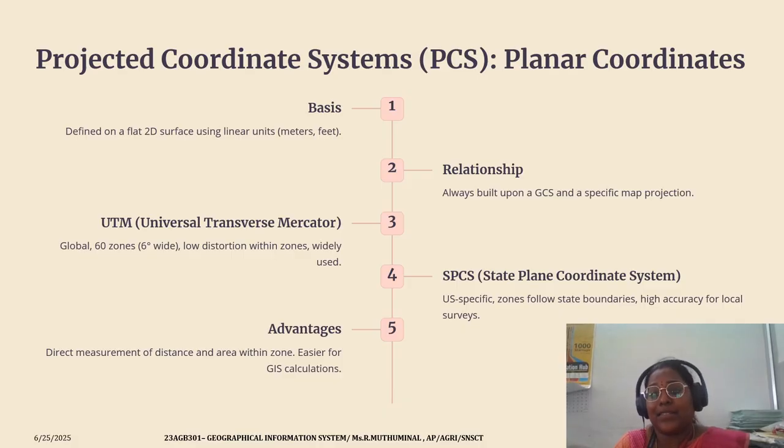The next coordinate system available is the projected coordinate system, which is suitable for planar coordinates. In the previous one, it considers degrees, that is latitude and longitude, but here we have to consider that the surface is flat, that is, it is linearly available in units, meters or feet, on a 2D surface. The US specific zones follow state boundaries along with a high accuracy for local surveys. The advantage is direct measurement of distance and area within the zone, and it is easier for calculations.